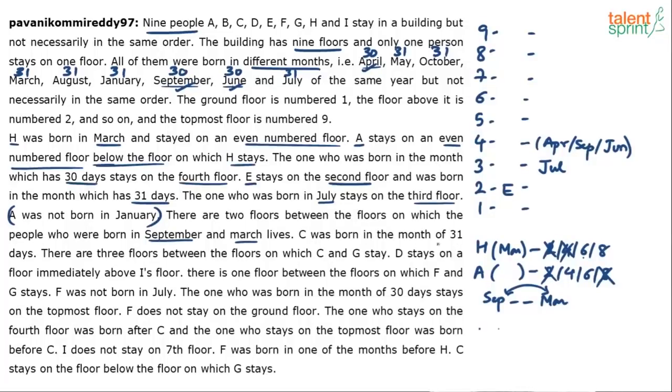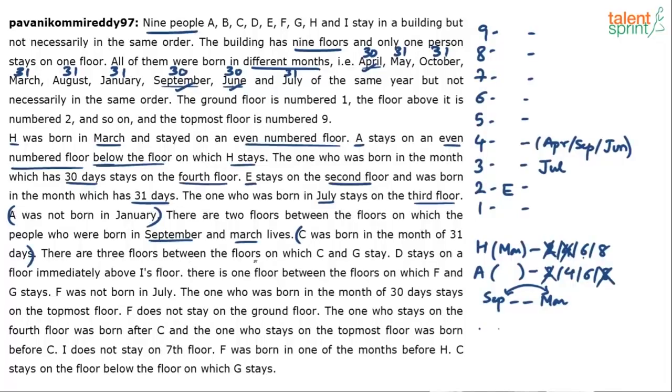C was born in the month of 31 days. Again, 31 days month, there are multiple cases there. So we will just leave it for now. I mean, we'll come back to this clue later.